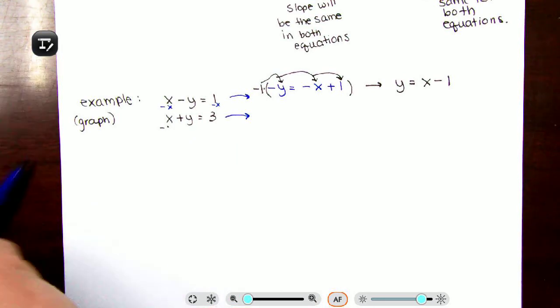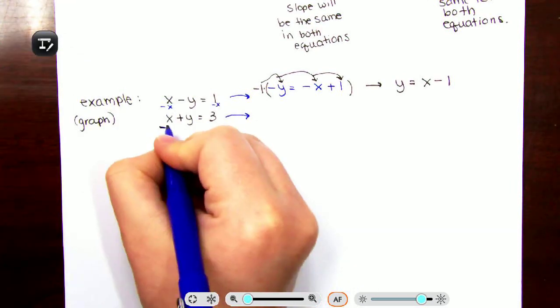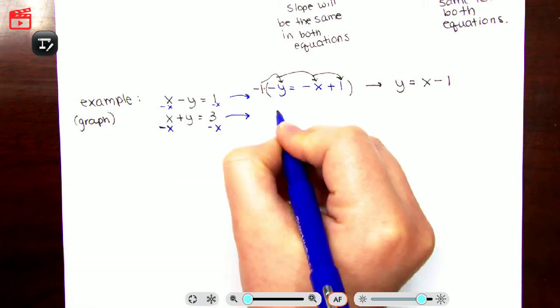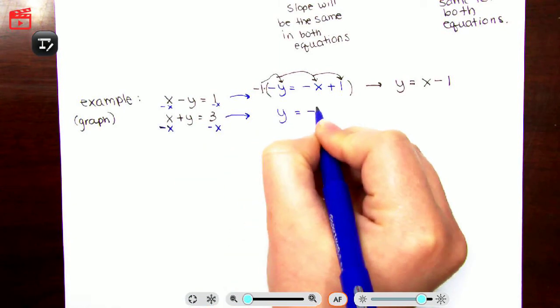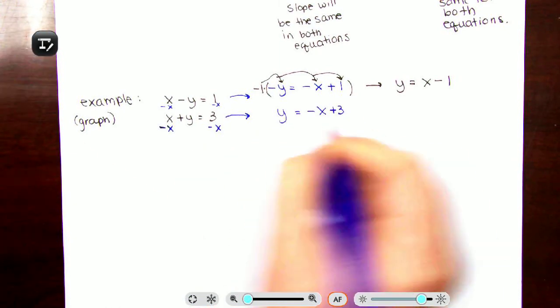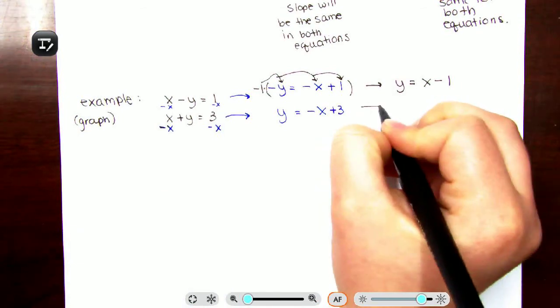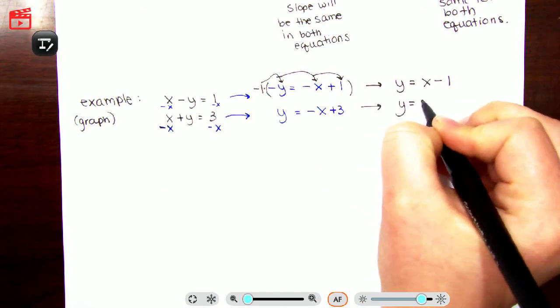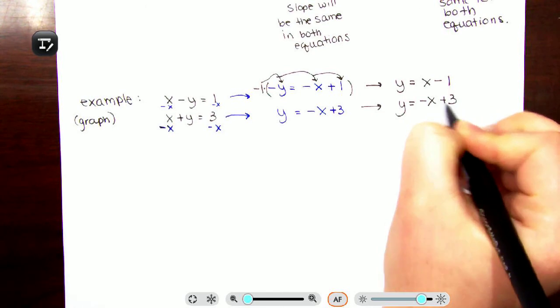Same thing for the bottom one. Let me change colors. I'm going to subtract x from both sides. This gives me y equals negative x plus 3. And that one, I'm going to rewrite so they line up. That one's done. So I need to graph these.